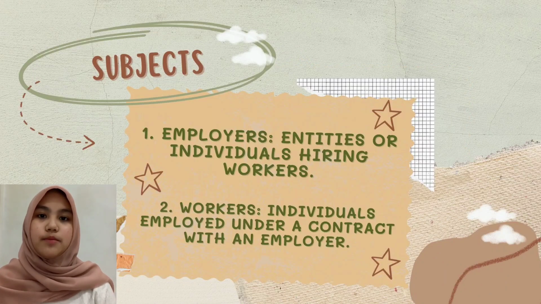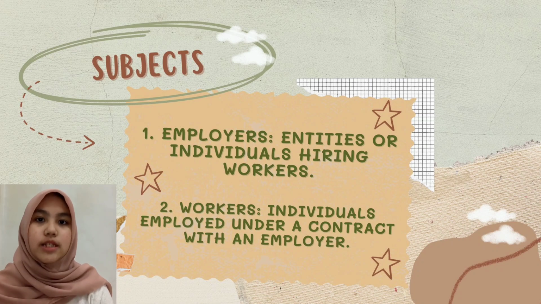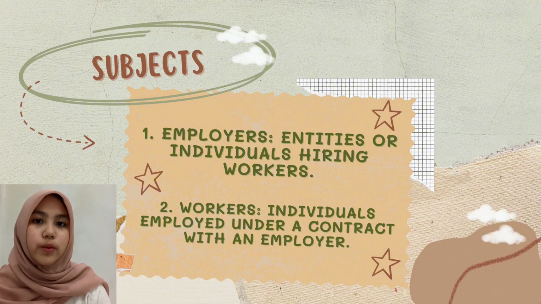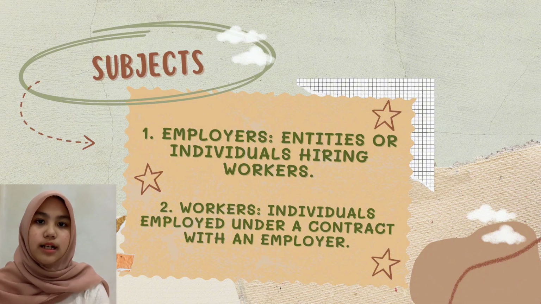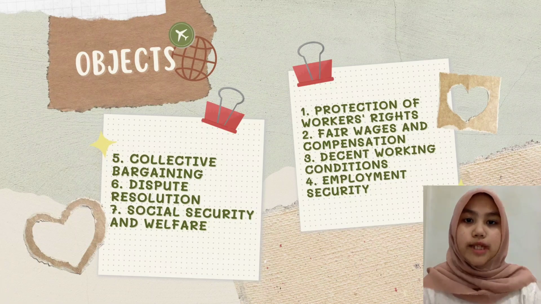And the next one is subjects of labor law. The subjects of labor law consist of two main parties. The first one is workers, the individuals who work based on an employment contract to receive wages, and the second one is employers, parties that hire workers to run a business or enterprise and are responsible for managing working conditions and the rights of workers. Next, I will be explaining the objects of labor law.